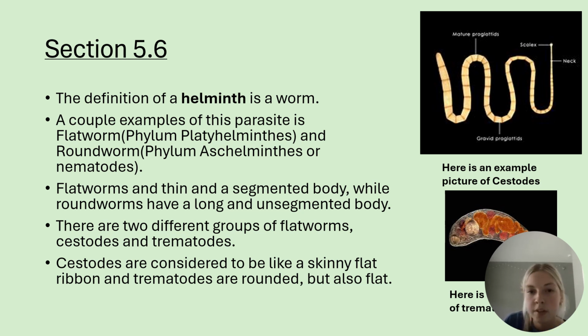A couple of examples of these parasites are the flatworm, phylum Platyhelminthes, and the roundworm, phylum Nematoda, or nematodes. Flatworms are thin and have a segmented body, while roundworms have a long and unsegmented body. There are two different groups of flatworms, cestodes and trematodes. Cestodes are like a skinny flat ribbon, and trematodes are rounded but also flat.